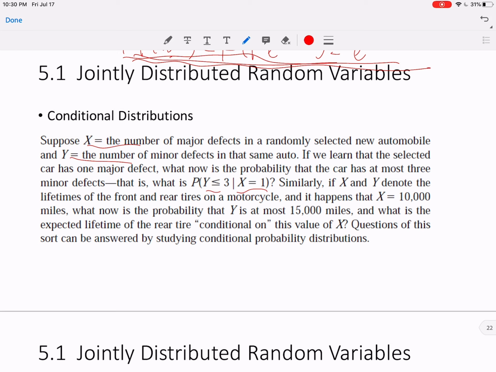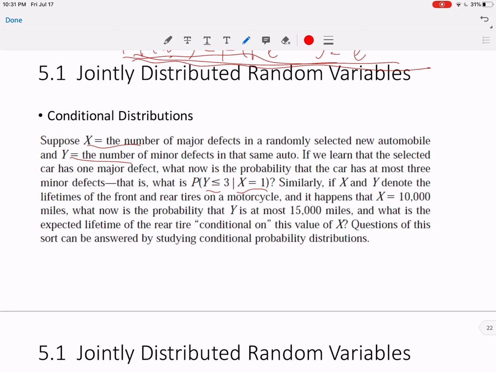Similarly, if x and y denote the lifetimes of the front and rear tires on a motorcycle, and it happens that x is equal to 10,100 miles, what now is the probability that y is at most 15,000 miles? And what is the expected lifetime of the rear tire conditional on the value of x? Questions of this sort can be answered by studying the conditional probability distributions.